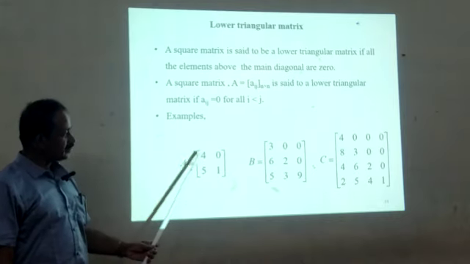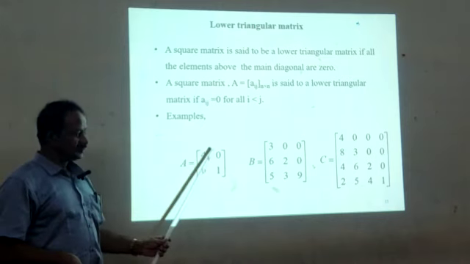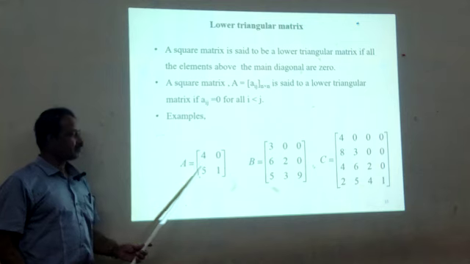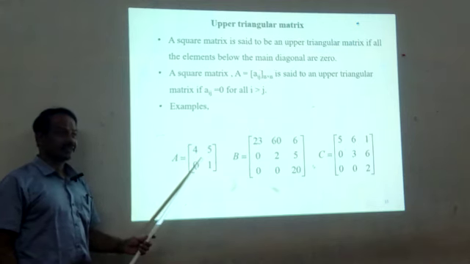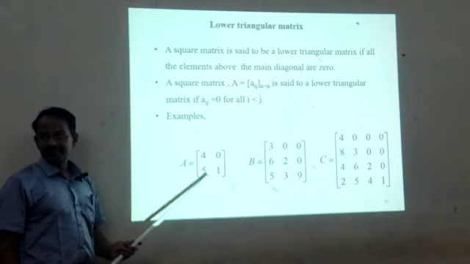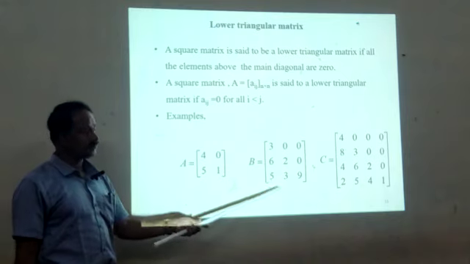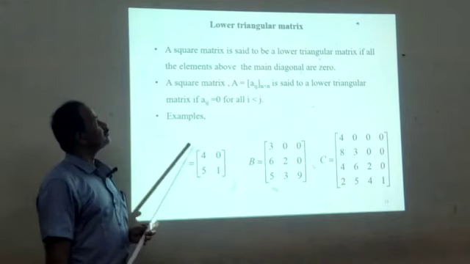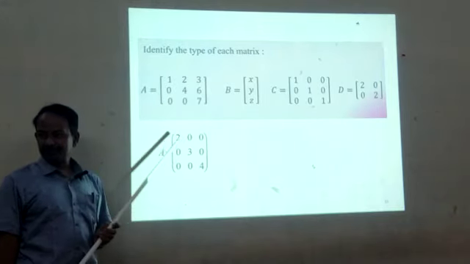Lower triangular matrix, in which, see here, some elements will exist in the lower triangle. Just look at the difference between this and that. See, here you have 0 here, so we call this an upper triangular matrix. Whereas 0 is here, we call this a lower triangular matrix. So this is the example for 2 by 2, this is for 3 by 3, and that for 4 by 4 matrix.